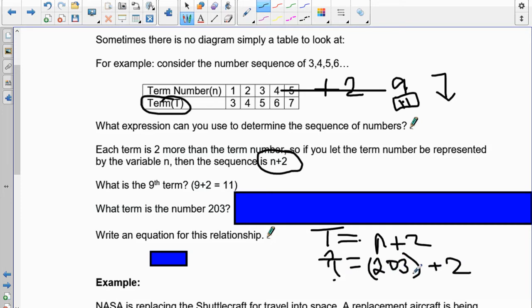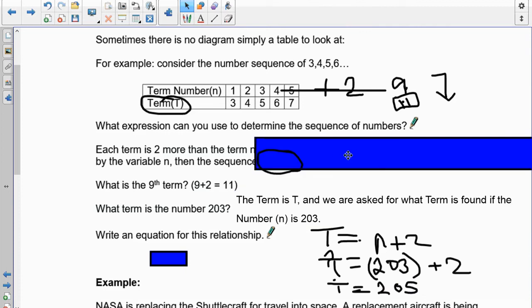So t is going to be equal to 203 plus 2. So t, in this case, is going to be equal to 205. Right? And that's just what this says right here. So we now know what the term is for the 203rd number.